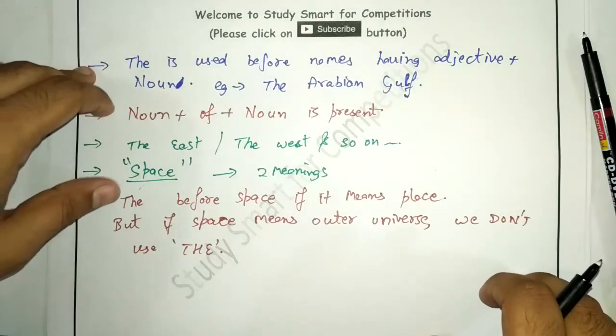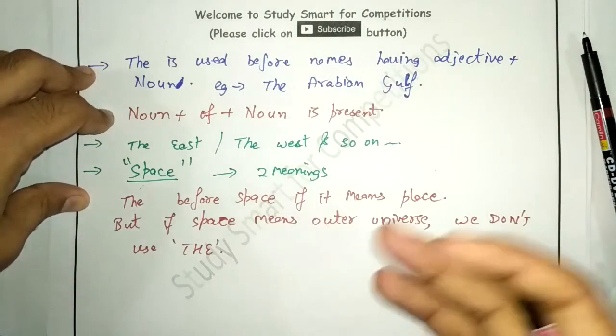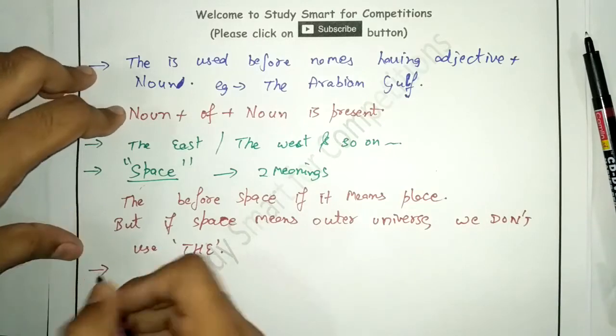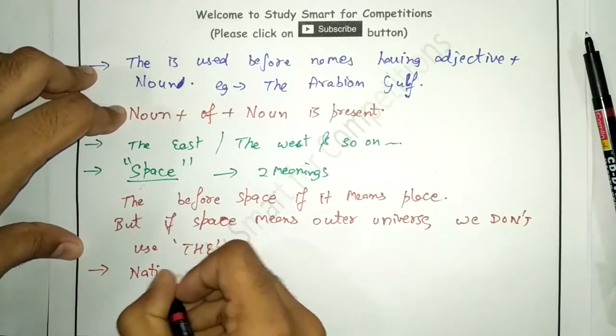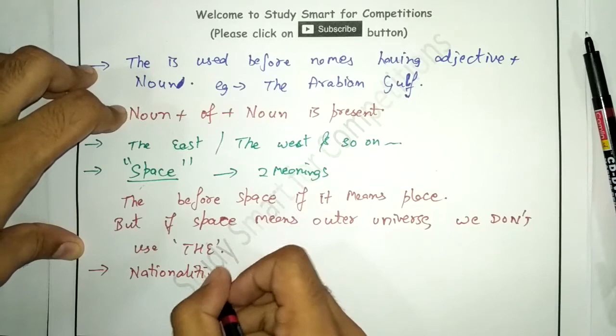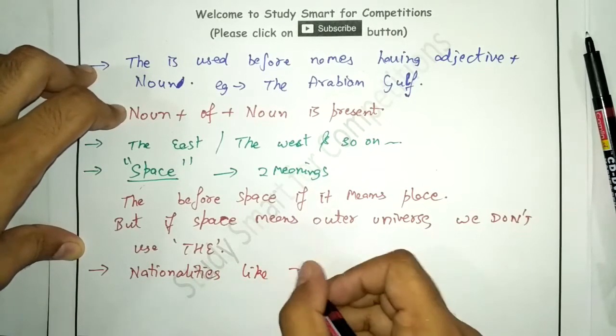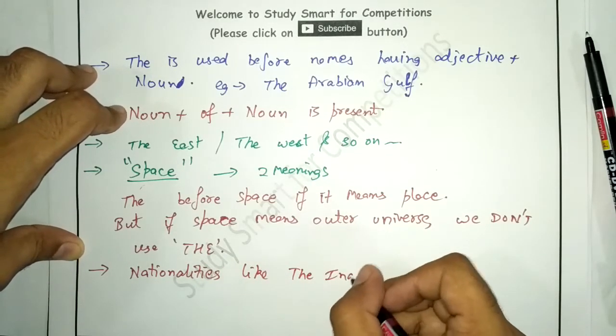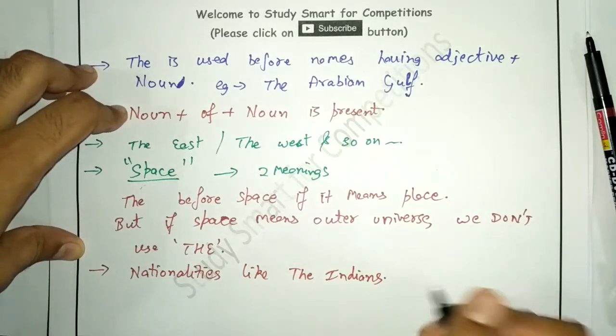Moving on to the next part, before the terms referring to nationalities. All right, for nationalities we use the, like the Indians, the Britishers, and all. All right, this point is easy, you guys would be knowing.